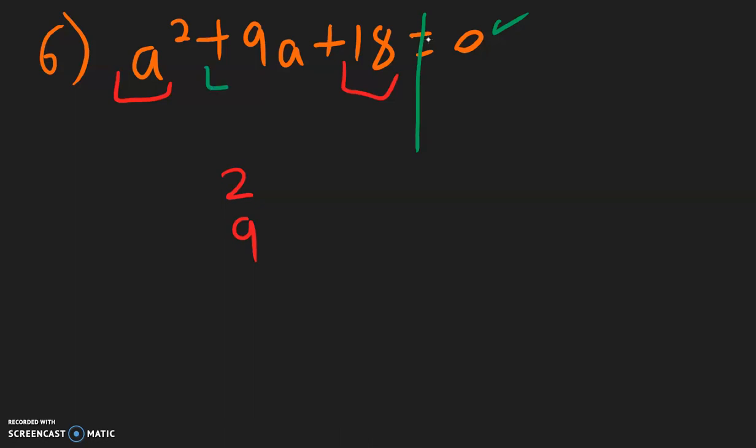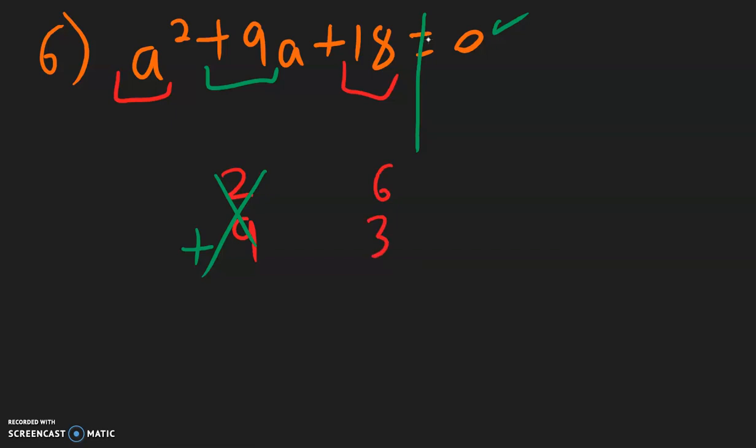So we're trying to get a positive 9, so the bigger number needs to be positive. But 9 plus 2 is 11, and 9 minus 2 is equal to 7. So this does not work. Let's try a different combination. We can try 6 times 3, which is also 18.